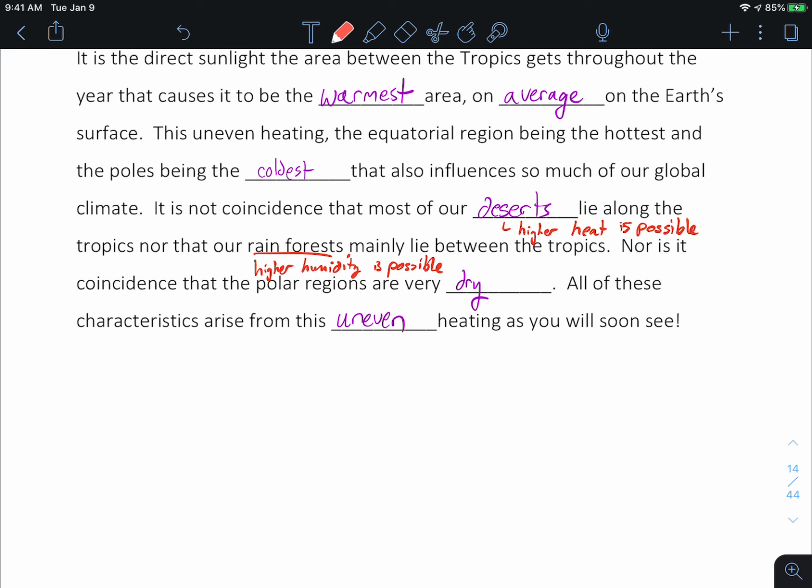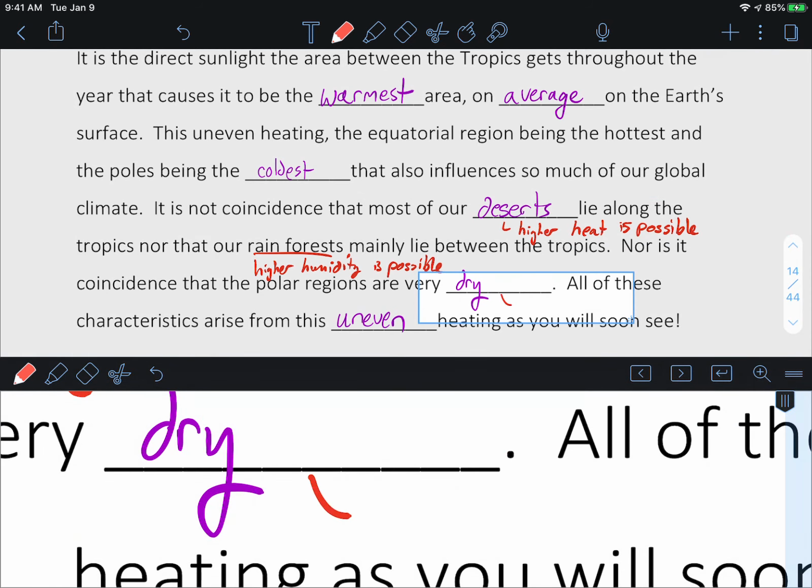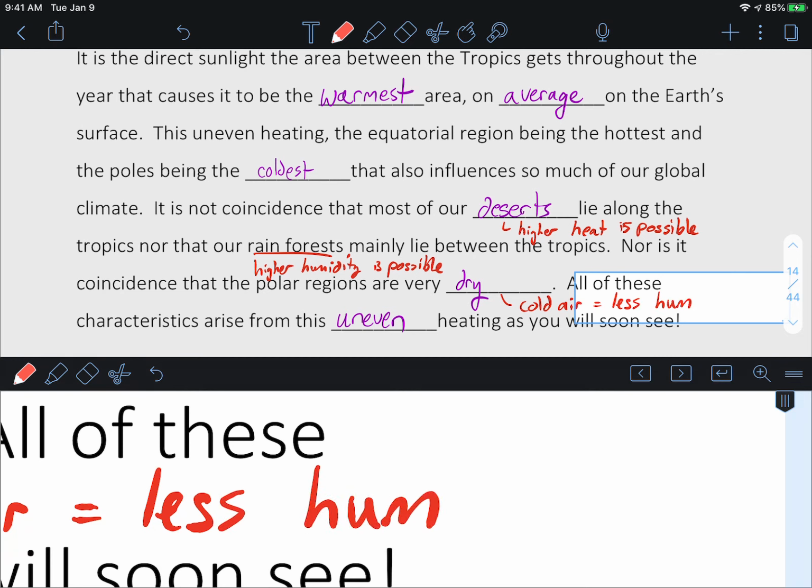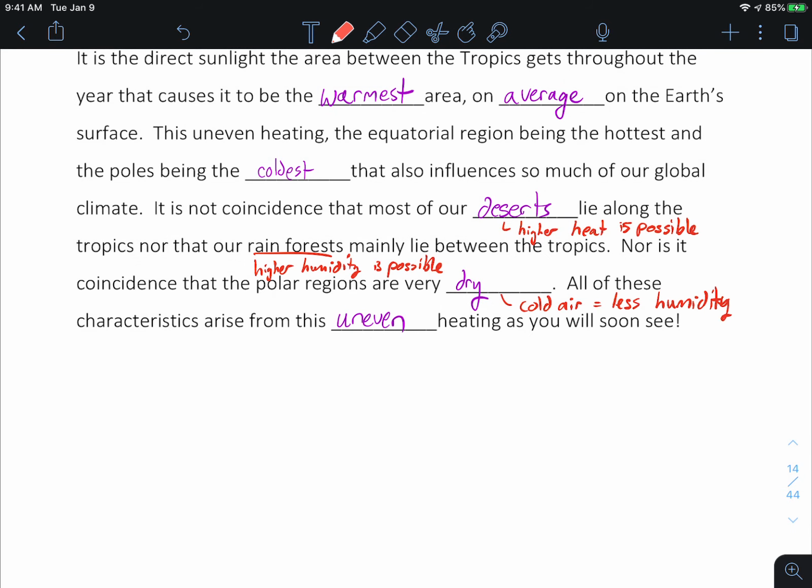Meanwhile, the polar regions are very dry because cold air equals less humidity. That's one of the major problems I've experienced in Manitoba: those winter months are really hard on your skin as the air dries you out. And the characteristics arising from this uneven heating will cause all sorts of other issues, specifically weather-based issues. I hope you found this video helpful, and we will talk to you in the next one.